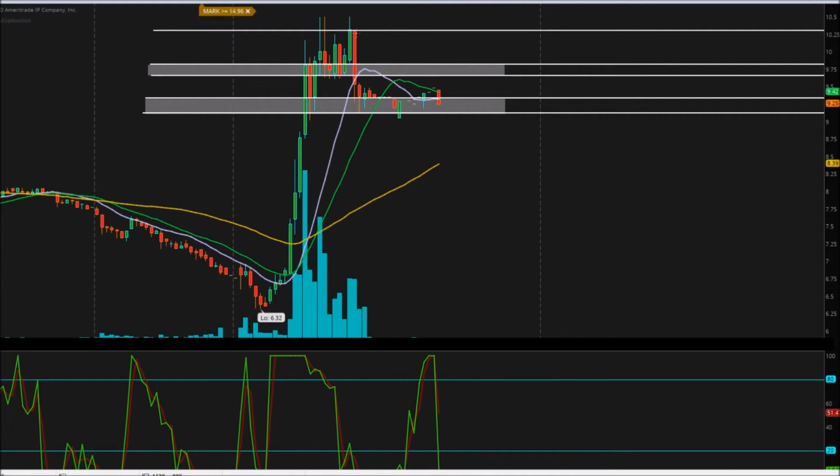The top pivot point that we have here, this is our main area of resistance that we're going to need to break in order to break out once again. We're going to be looking at $10.30 for that one.